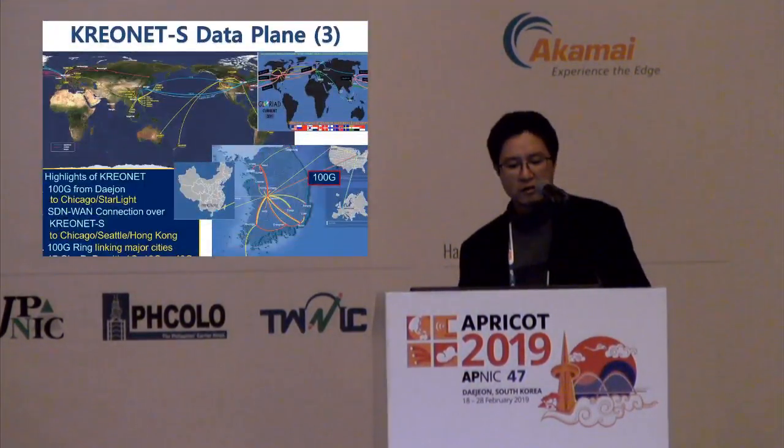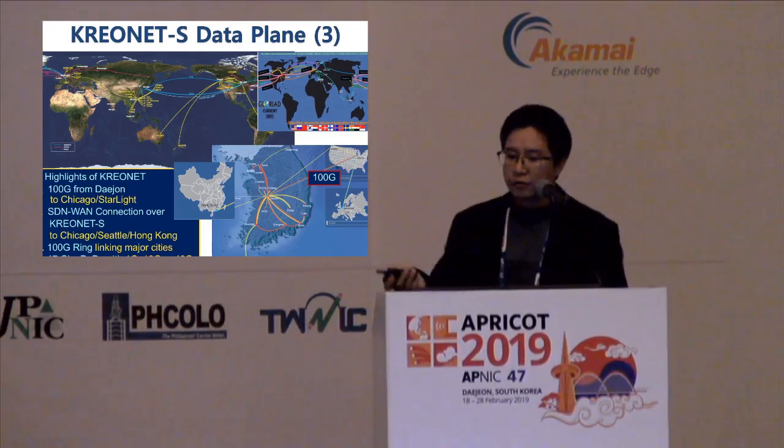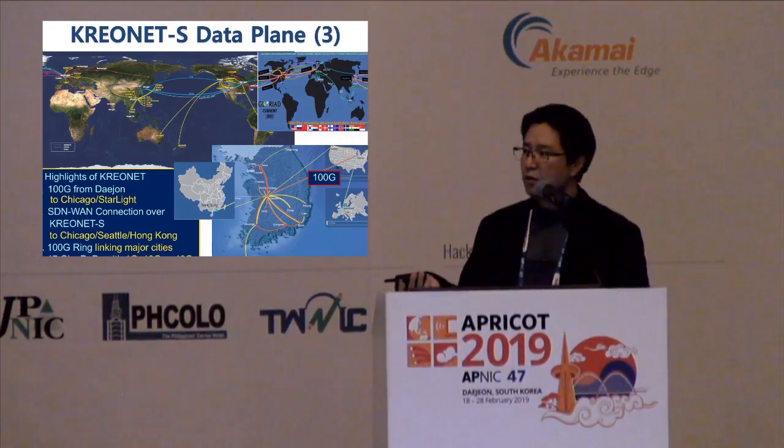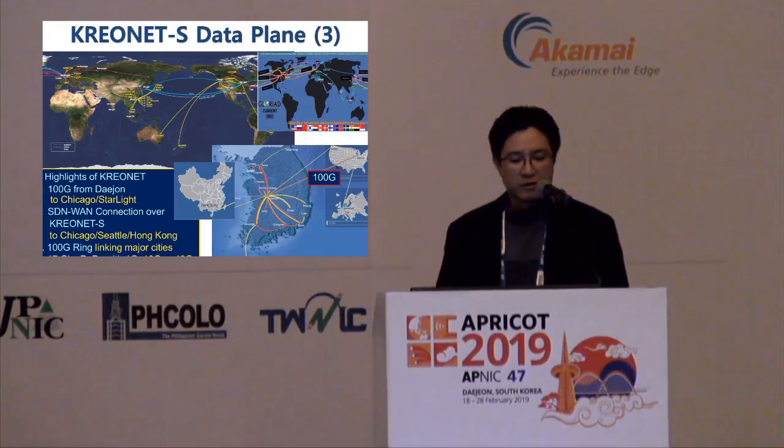And this is the highlight of KREONET-S international data plane networks. So currently we have three international SDN VDN networking connections over KREONET-S to Chicago, Seattle, and Hong Kong. And we have a plan to expand this infrastructure to Europe this year.